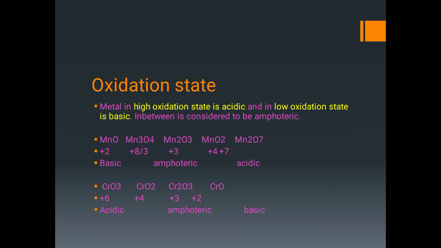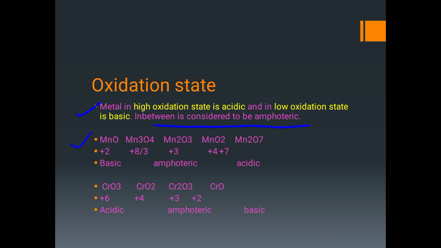Next, this is very important, the concept of oxidation state. I hope you know how to find the oxidation states, because once you know how to find them, only then can you move ahead, because based on this you can find whether a metal oxide is acidic or basic. So the point says the metal in the higher oxidation state is acidic, in low oxidation state it is basic, and in between it is considered to be amphoteric.